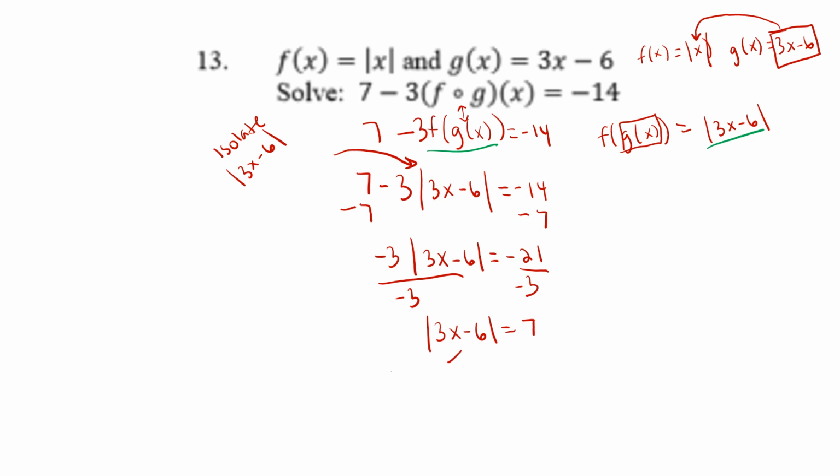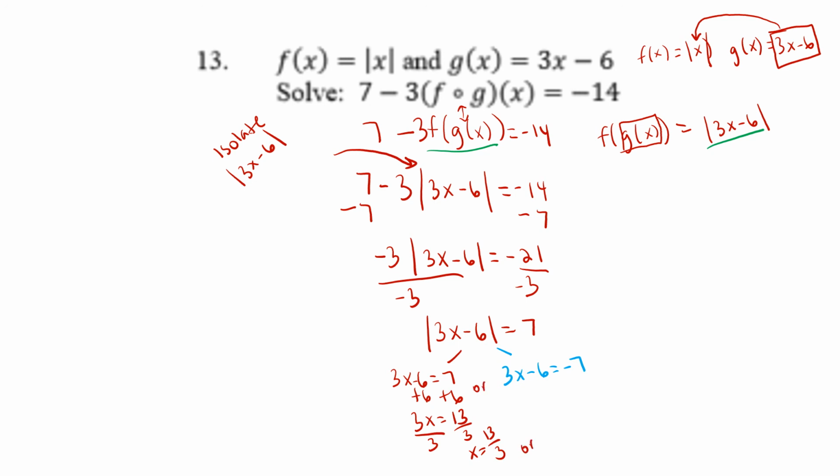We go positive case, 3x minus 6 equals +7. Negative case, 3x minus 6 equals -7. Again, it's still 3x minus 6 on both of them. All that changes is the 7, and you solve those separately. Add 6. 3x equals, what is that, 13, divide by 3. So x equals 13 over 3.